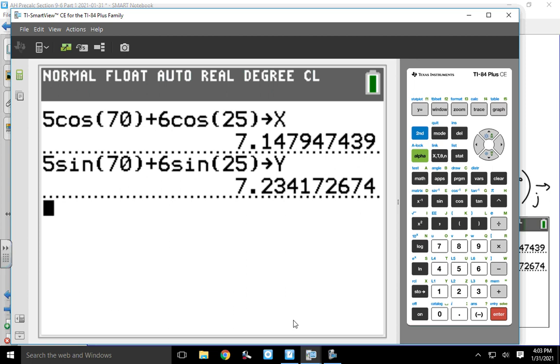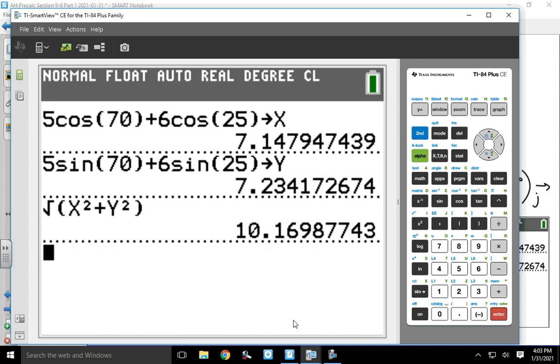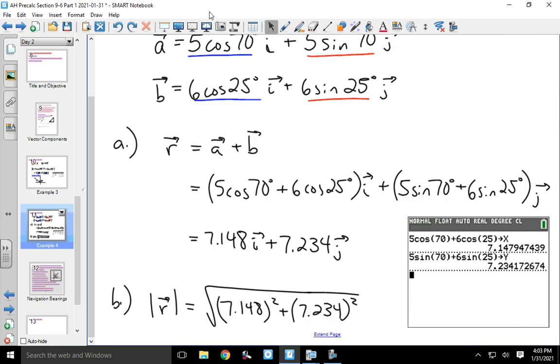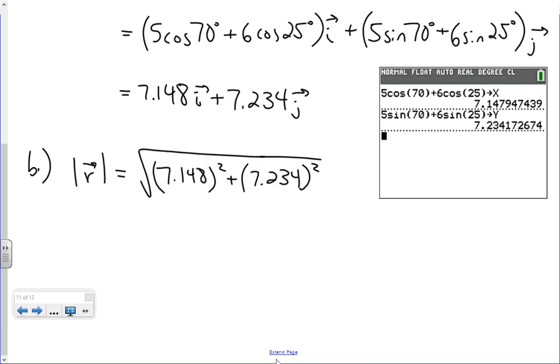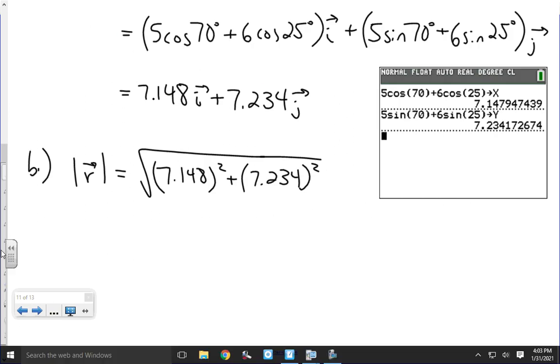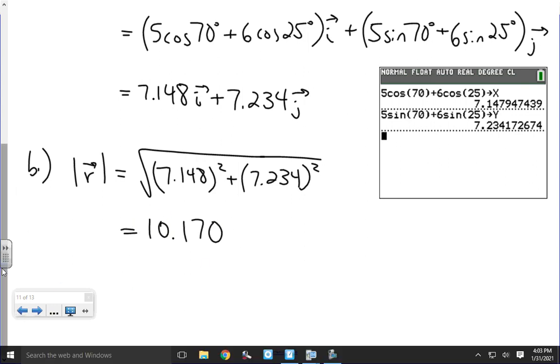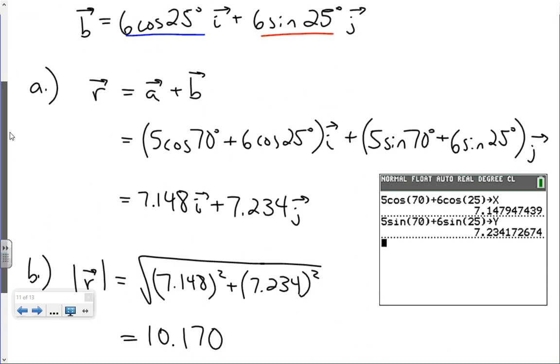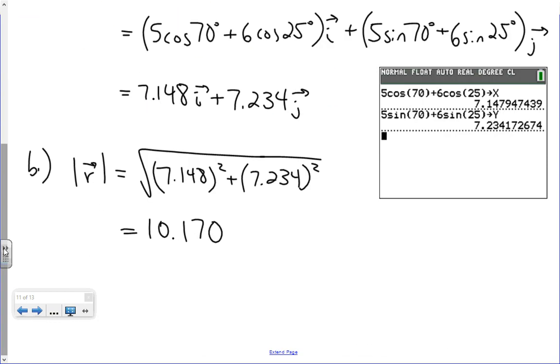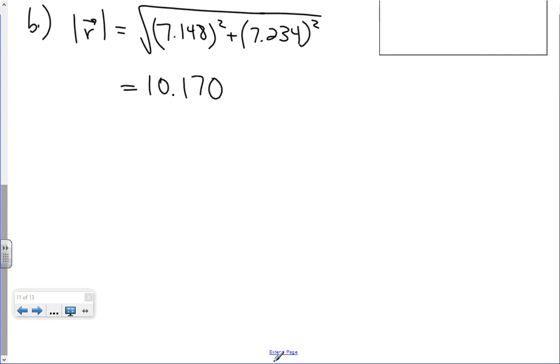Again, the nice thing about storing these to x and y is now I'm ready to just do this calculation. I can just take the square root of x squared plus y squared. And there we go, 10.170, if we round that. And again, if there are units on this problem, then keep those in there. I don't think they gave us units here, but that's the magnitude of the resultant vector, 10.170 units.